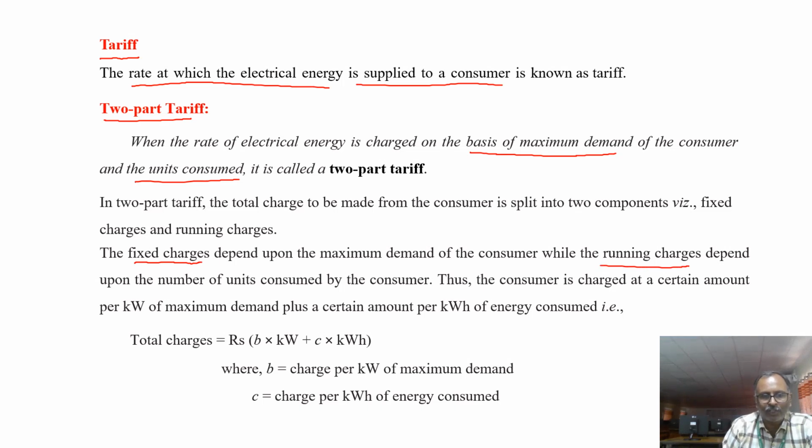Okay. So the total charges is given by B into kilowatt plus C into kilowatt hour, where B is the charge per kilowatt of maximum demand and C is the charge per kilowatt hour of energy consumed. So B into kilowatt gives the fixed charges, C into kilowatt hour gives the running charges. These fixed charges plus running charges give the total charges of the consumer.